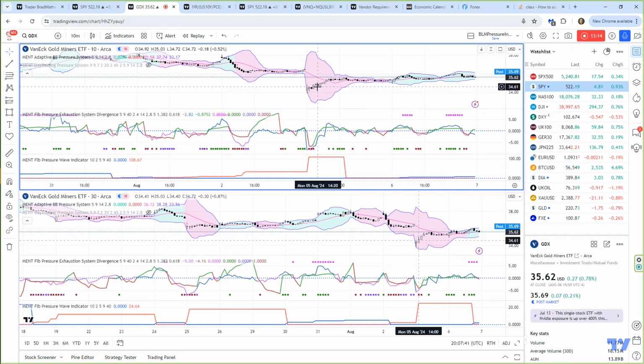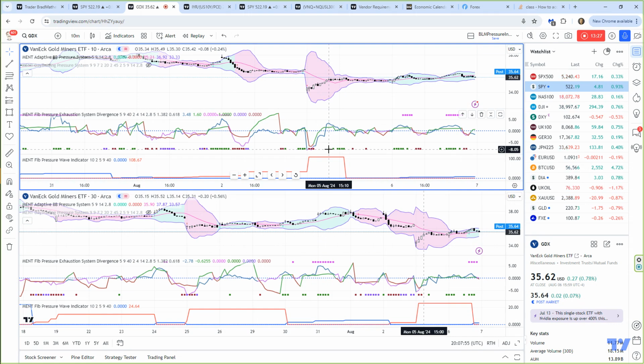We don't get a big rally phase here off the Bollinger Band system. It takes a while for the Bollinger Band system to actually convert, especially on this GDX with these huge gaps. But understand that you still get the triggers. You still get the triggers here.